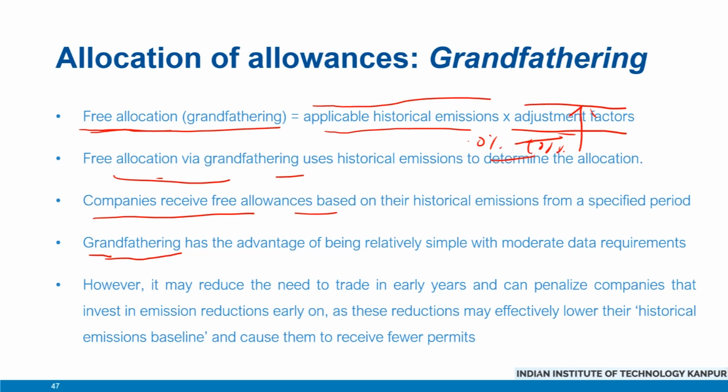For example, those plant manufacturing installations that anticipated climate change and invested early, and now have low emissions, will get a lower amount when grandfathering starts, as compared to those installations that have not been very thoughtful. They have not thought about reducing their emissions and have higher levels of emissions. Now they'll be getting higher free allowances. So in that sense, it is slightly biased and not very efficient.